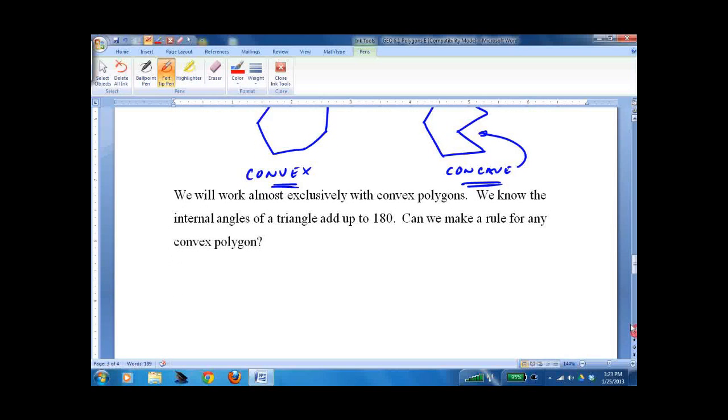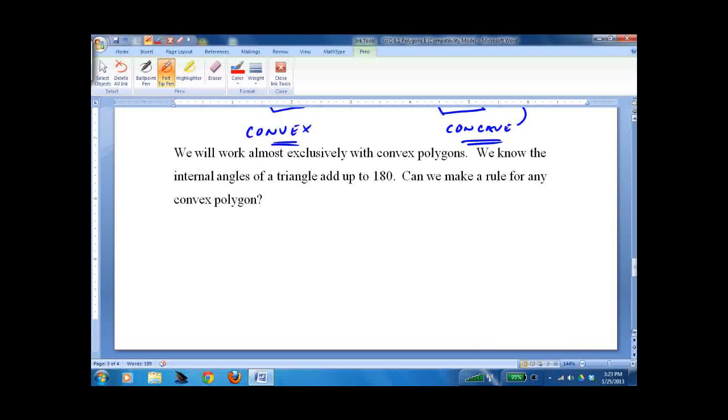We will work almost exclusively with convex polygons, and we know that the internal angles of a triangle add up to 180 degrees. Can we make a rule for any convex polygon? Well, let's just do this one real quick. How many degrees? Well, we don't know, but we can draw a line in and say that there's 2 triangles. So that means we have 2 times 180, 360 degrees.